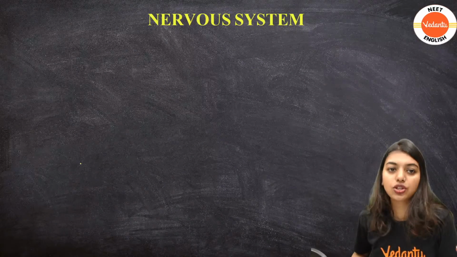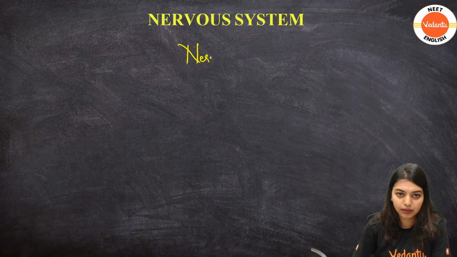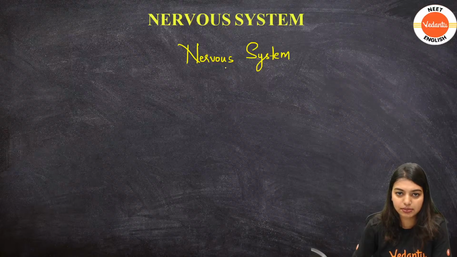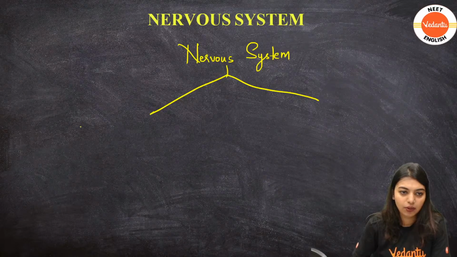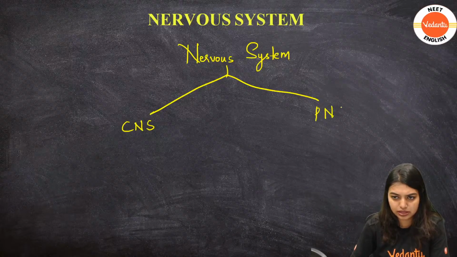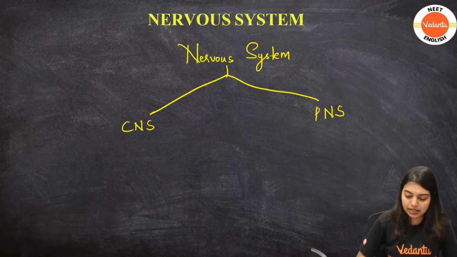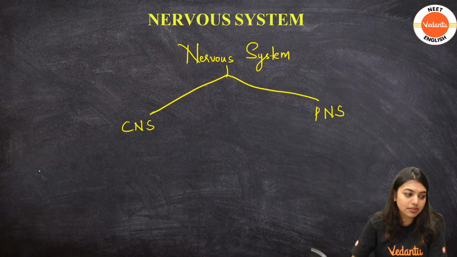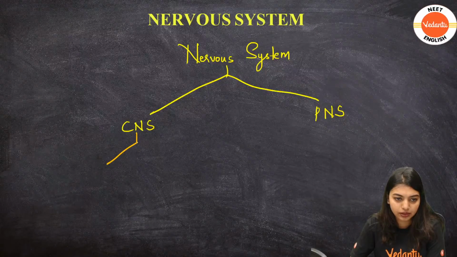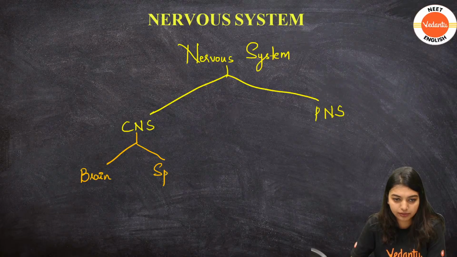Let's write it. When we write about the nervous system, you should know that it is mainly divided into two parts: the CNS, your central nervous system, and the PNS, the peripheral nervous system. You would have already learned this in your smaller classes. Under the CNS, mainly two structures come: your brain and your spinal cord.